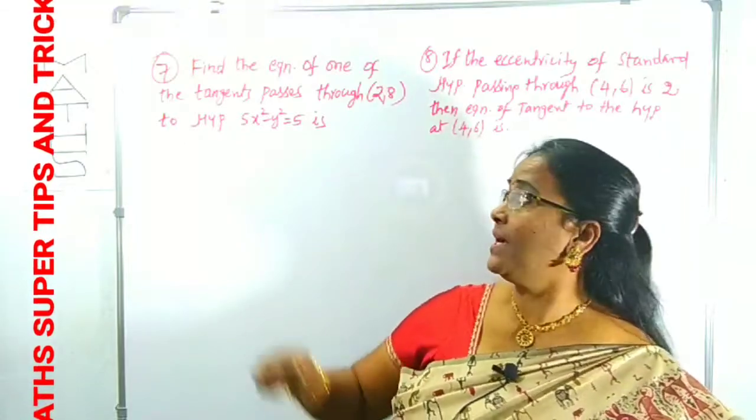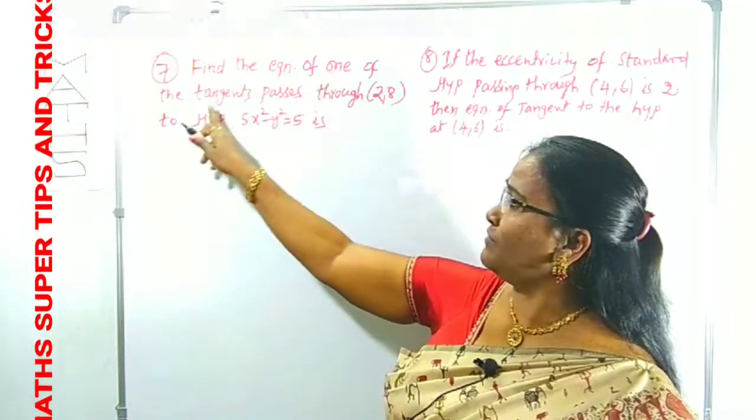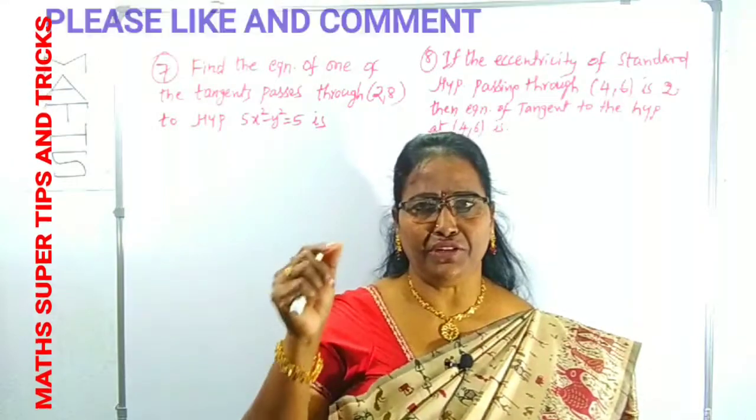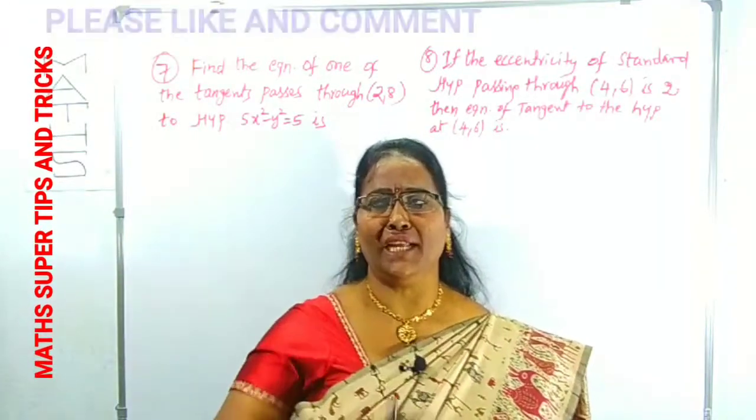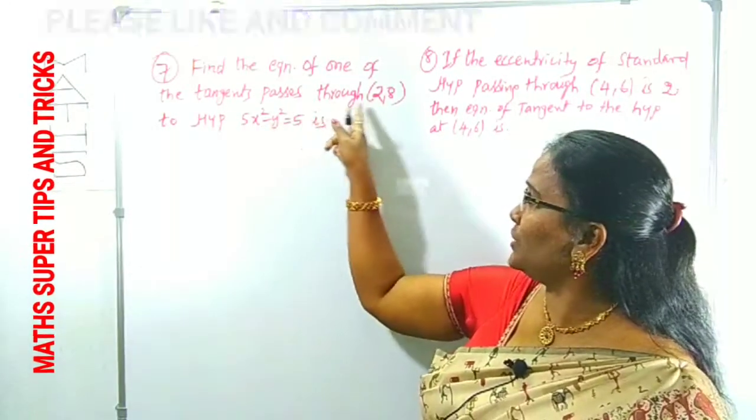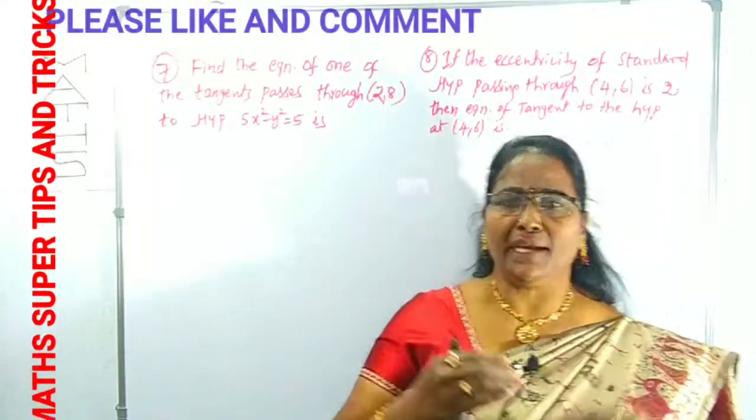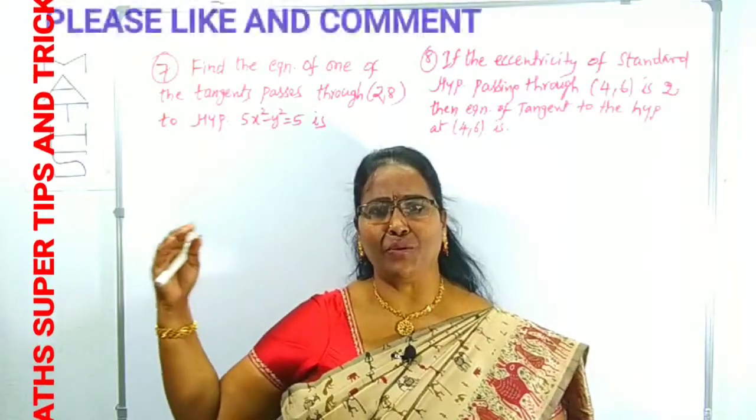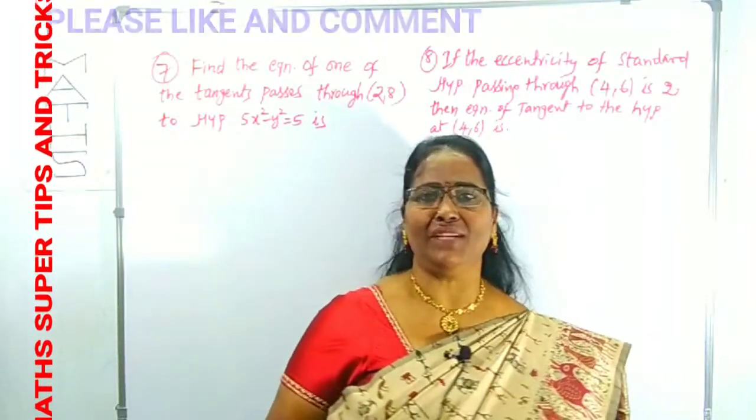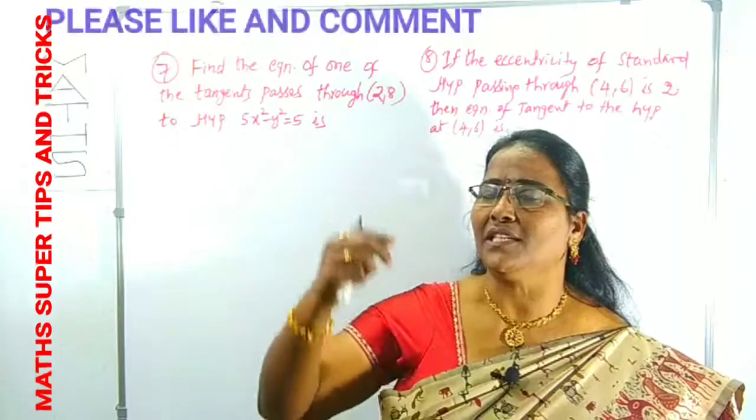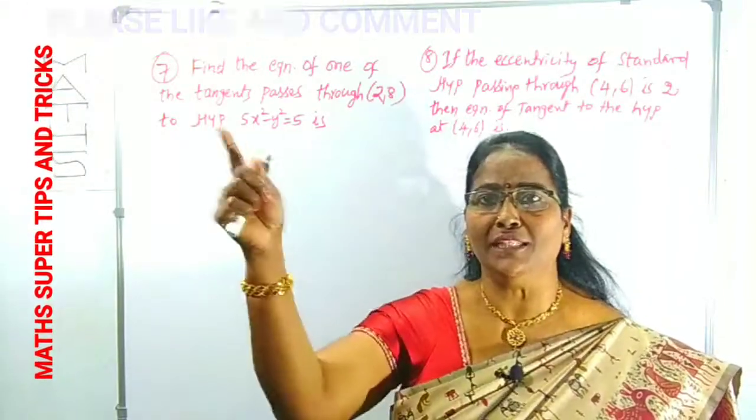7th question. Find the equation of one of the tangents passing through the point (2, 8) to the hyperbola. The tangent is passing through where? Through the point, not at the point. We can find the equation of the tangent.